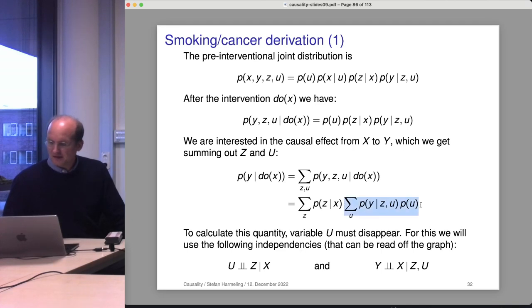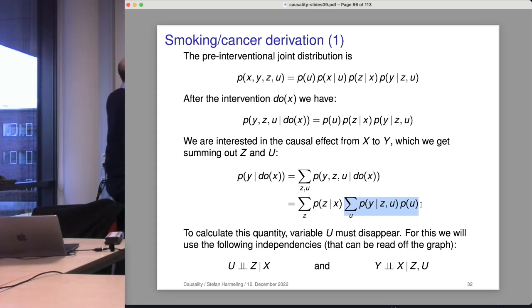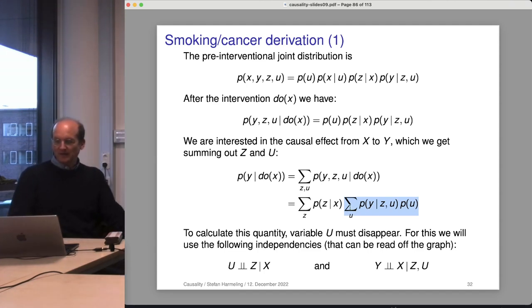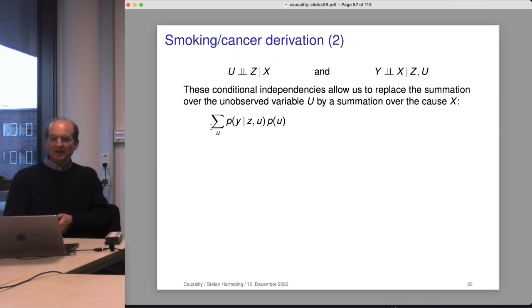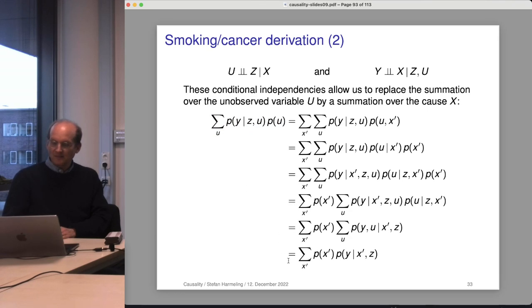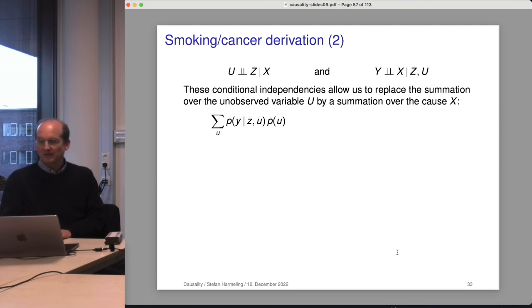And we are interested in this term now. So we are interested in the bluish term over here. That is the one that we want to calculate. This one here is fine. This can be observed, right? You can measure the probability of having tar in your lung when you are smoking, for example, or the amount of it. This term is the one that involves P of U, and the U we cannot observe. So we need to get rid of that one. Let's start with this expression, and then at the end, we get another expression where the U is gone. Let's go through it step by step.